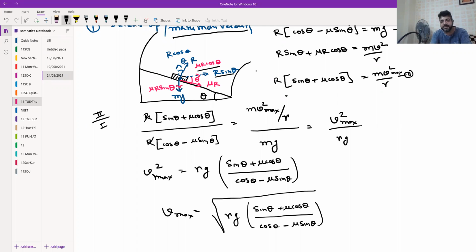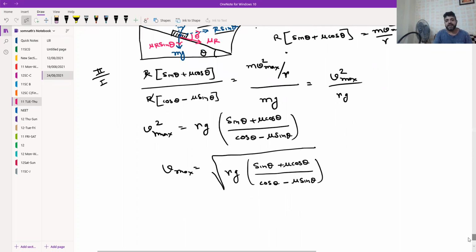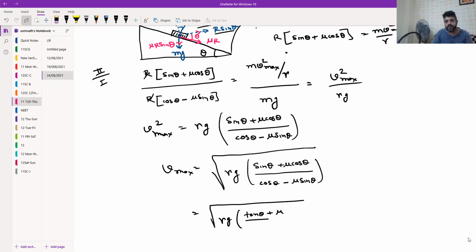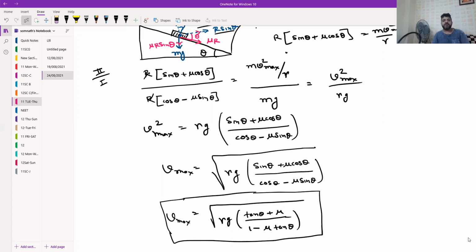Now I can divide this by cos theta on both sides, in numerator and denominator. So what we have: r g times sin by cos is tan theta plus mu, by 1 minus mu tan theta. That is my v maximum. Okay, everyone? Yes. So this is the condition when it skids up.